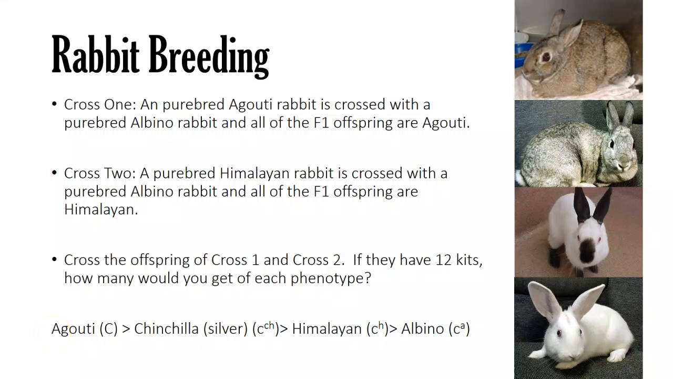Okay, so you should have done 5 through 14 in your packet. I'm just going to walk you through some of the highlights and make sure you feel good about how to solve these problems. So when we're thinking about our rabbits, for our first cross, we're crossing a purebred agouti rabbit.